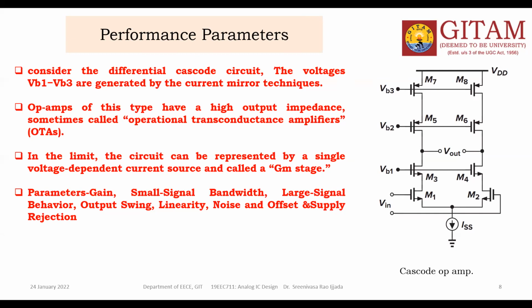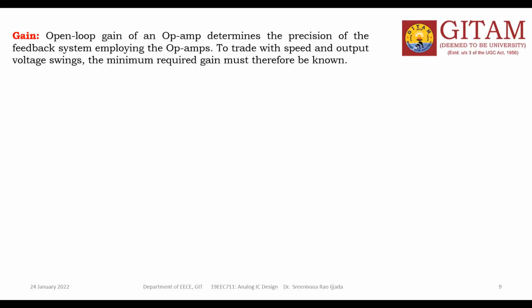Output swing, linearity, noise, offset, and supply rejection. These are the parameters we should consider. Okay. Next, what is the gain?